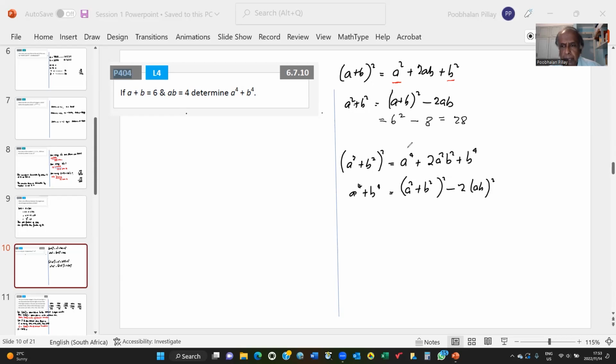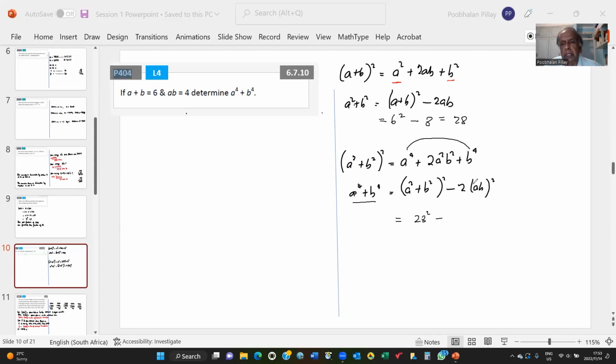And then you can make a to the fourth plus b to the fourth the subject of the formula, and that is equal to this quantity here minus this quantity here if you take it to the other side. We already have a squared plus b squared, which is 28. So this is 28 squared minus 2 times a squared plus b squared.